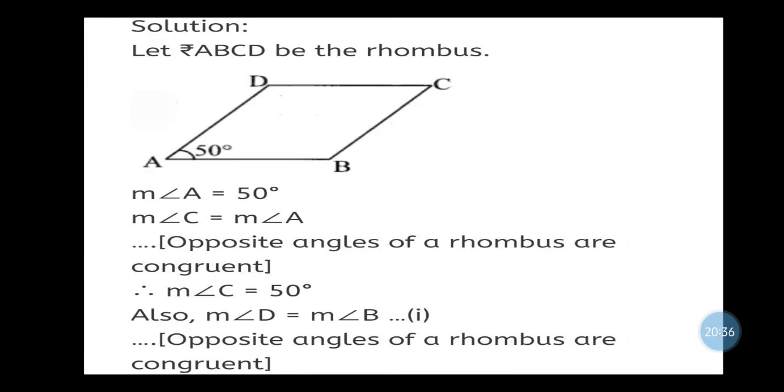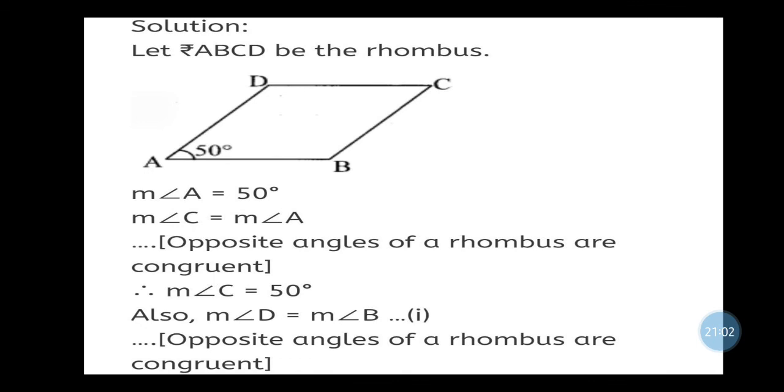Let quadrilateral ABCD be the rhombus. Here measure angle A is given as 50 degree. We have provided in the diagram also. So measure angle A is equal to 50 degree. The opposite of angle A is angle C. So obviously angle C will also be 50 degree. Measure angle C is equal to measure angle A, that is opposite angles of rhombus are congruent. Therefore measure angle C is equal to 50 degree.